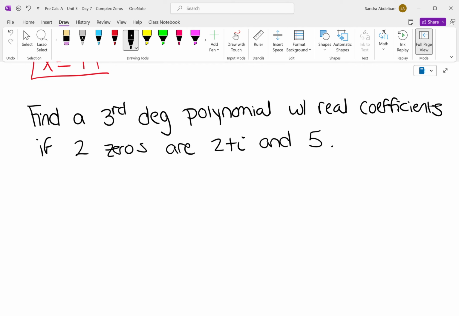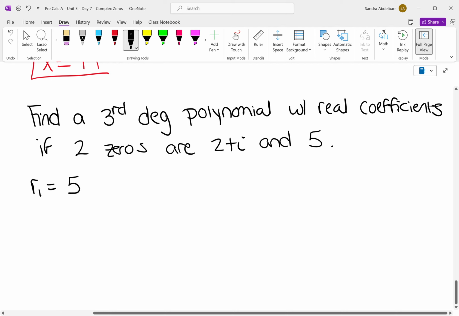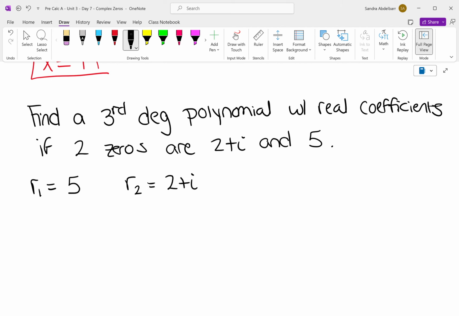Okay, so let's list out our zeros. I'm going to call them roots. Root 1 is 5. Root 2 is 2 plus i. What's root 3? 2 minus i. You got it. So now I'm going to work backwards and find what gave us these roots.